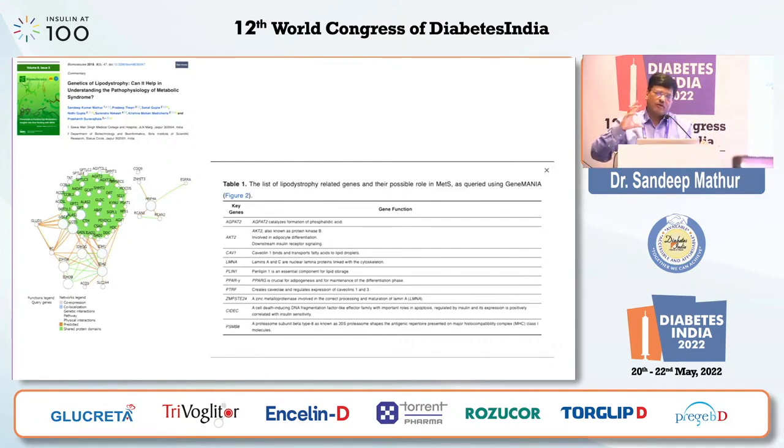Our strength is gene network analysis. Actually, no gene works in isolation. Genes work in a network. So we looked for the gene network of metabolic syndrome related genes. What we find is that all 7, 8, 9 genes were there in that GeneMANIA network of metabolic syndrome. So that means this is a functional defect.